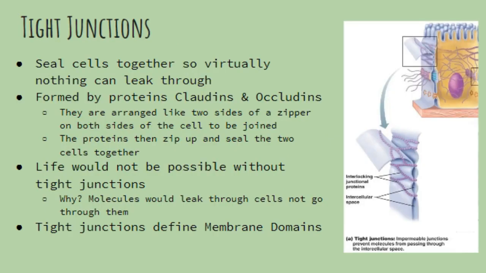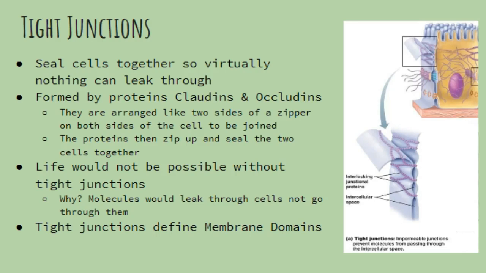So tight junctions are used to seal cells together so that virtually nothing can leak through. They are formed by two proteins, claudins and occludins, and they are arranged on both sides of the cell and form a zipper so that the cell can be joined. The proteins then zip up and seal the two cells together. Without tight junctions, life wouldn't be possible because molecules would leak through cells instead of traveling through them.